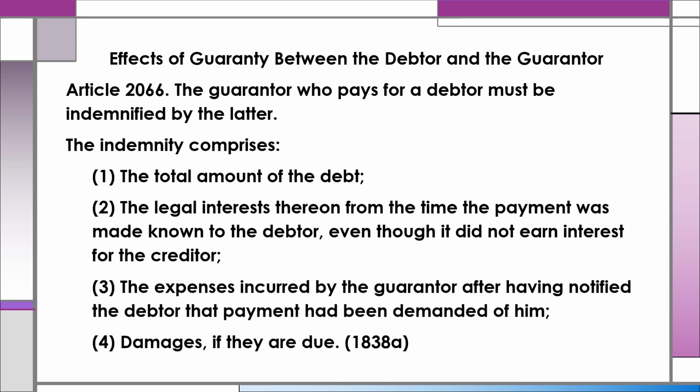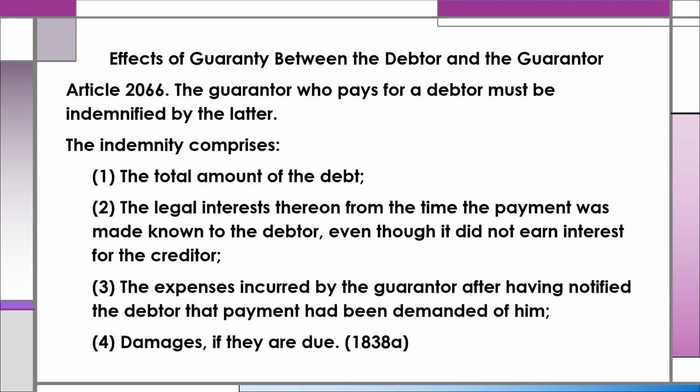Dito sa 2066, ang presumption dito, si guarantor nagbayad na ng utang ni debtor kay creditor. Therefore, it says that the guarantor who pays for a debtor must be indemnified by the latter. So, dapat bayaran ni debtor si guarantor kasi si guarantor nagbayad na ng utang ni debtor. So, sila na ngayon ang creditor-debtor. Ang bagong creditor ngayon ay si guarantor at yung debtor ay yung dati pa ring debtor.